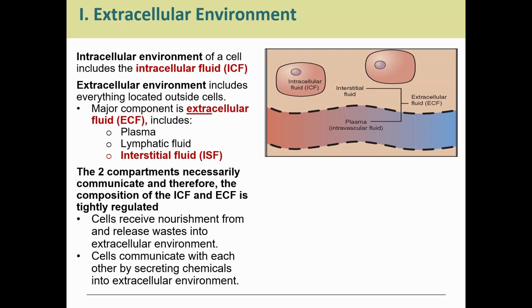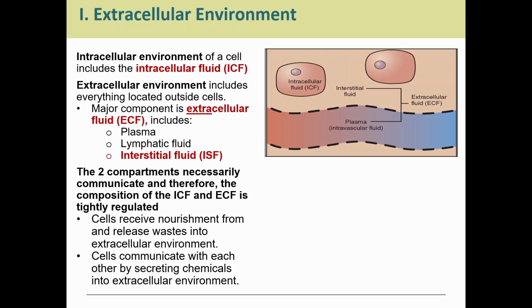So the intracellular environment is going to include the intracellular fluid, whereas the extracellular environment has the extracellular fluid, and that's going to include things like plasma, lymphatic fluid and interstitial fluid. Hopefully some of these sound familiar. Maybe you don't remember exactly what they are, but plasma is what we find in the blood. It's the liquid part of the blood. Lymphatic fluid is found in the lymphatic vessels. And interstitial fluid is the fluid we find in between the cells in the tissues. So when we're talking about extracellular fluid, we're talking about the fluid within the bloodstream, within the lymphatic system, and in between the tissues.